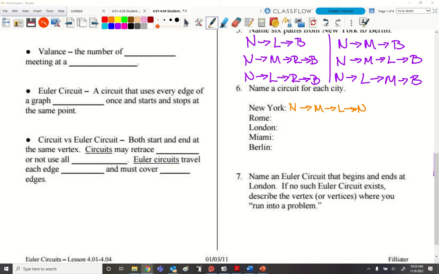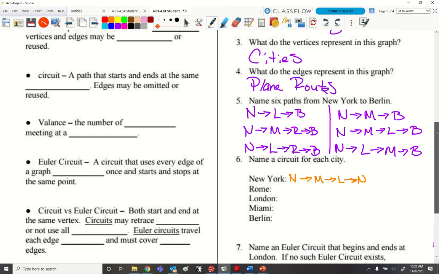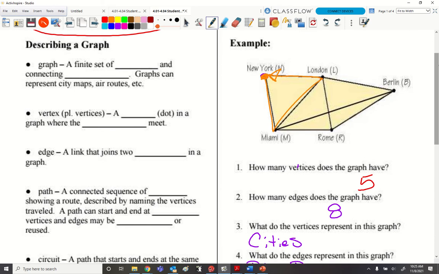Alrighty, let's see what we got here. I'm going to call on some people, then I'm going to color it in up here. Let's do a purple. Alright, Bianca, help me out. What was the next one after New York? Rome. Okay, give me a circuit for Rome. So we're starting at Rome. Berlin, London, and then back to Rome. There you go. Good job. All right, so that's a good circuit.